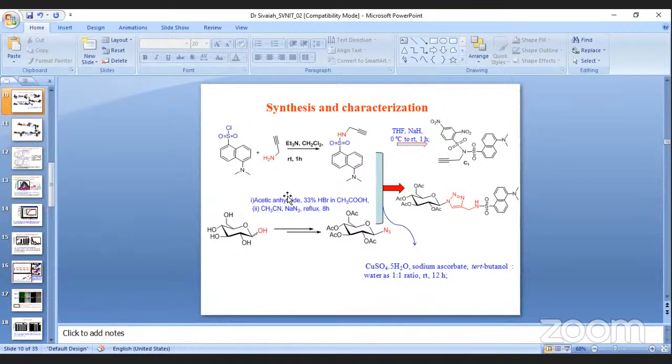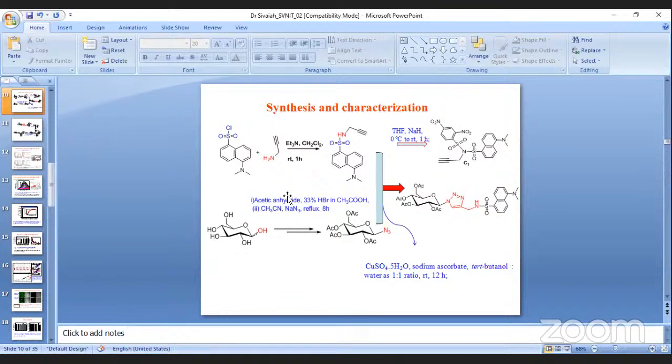now both are connected through a click reaction, a 1,3-dipolar addition reaction, by using copper sulfate and sodium ascorbate. Sodium ascorbate can reduce the copper sulfate from copper 2 to copper 1. So this copper metal acts as the catalyst here. Okay, in the solvent, a 1:1 ratio of tertiary butanol and water, at room temperature, 12 hours reaction.